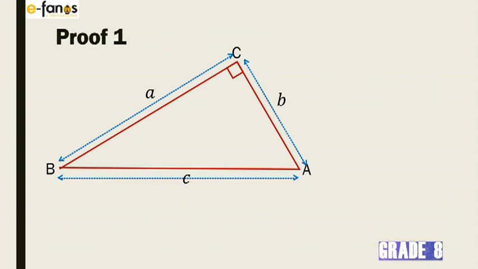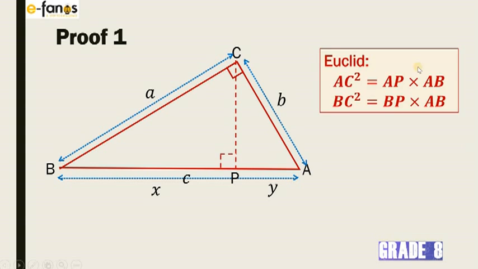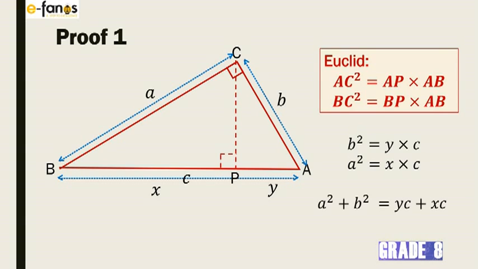We can prove Pythagoras' theorem using Euclid's theorem. We draw in the altitude and we split the hypotenuse into x and y. We then use Euclid's theorem on this side, AC squared equals AD times AB, and on this side, BC squared equals BD times AB. If we put in the letters, then b squared equals y times c, and a squared equals x times c. If we add these together, then a squared plus b squared equals yc plus xc. So a squared plus b squared equals (y plus x) times c. So a squared plus b squared equals c squared.